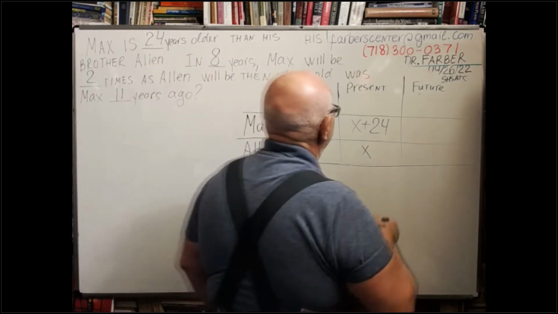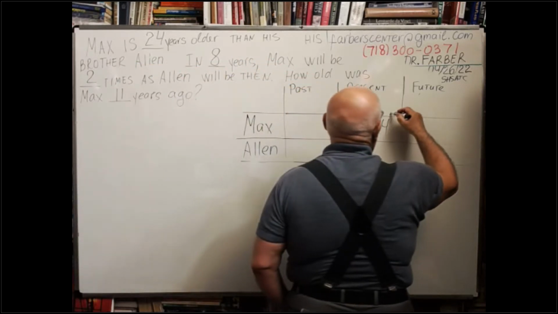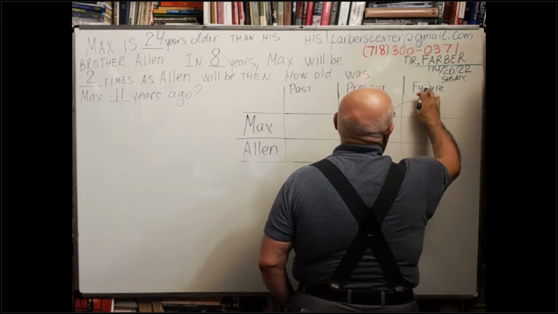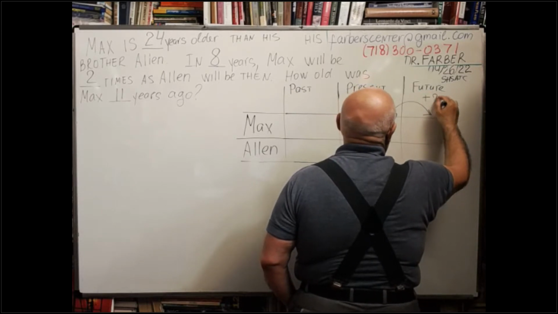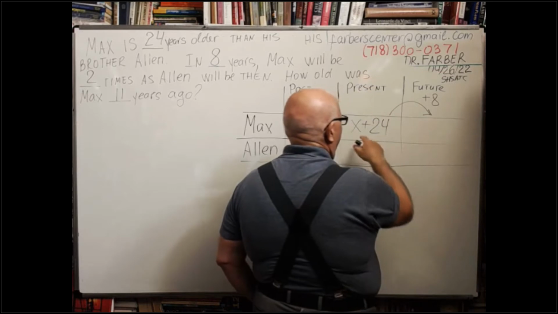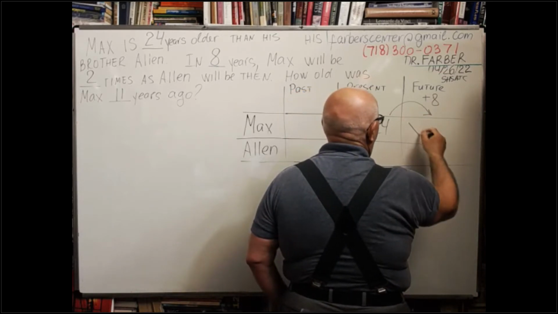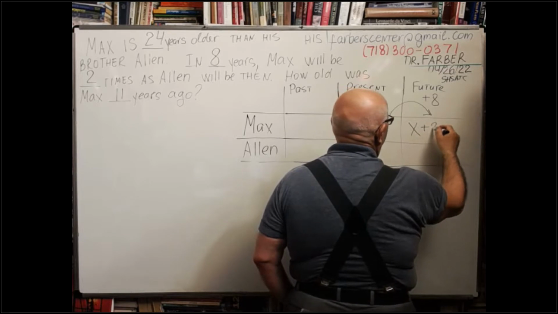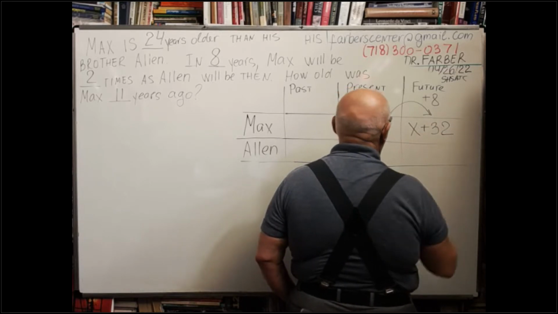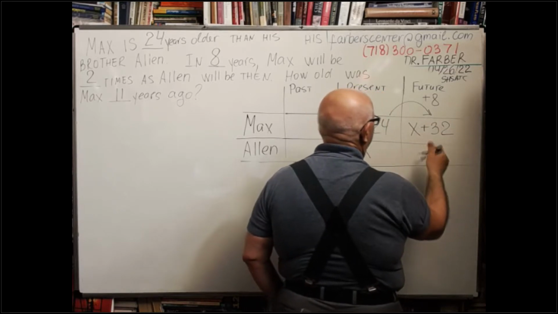In 8 years, go from present to future. And this plus 8. X plus 24 plus 8. It will be x plus 32. X plus 8.